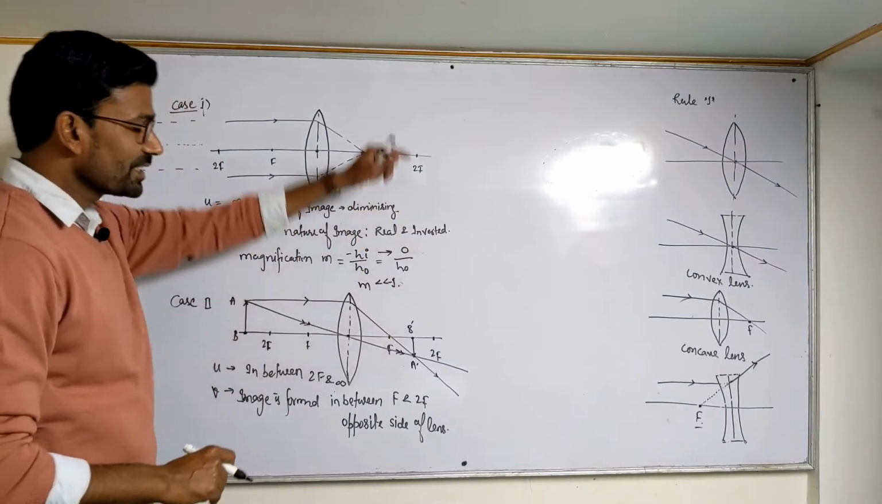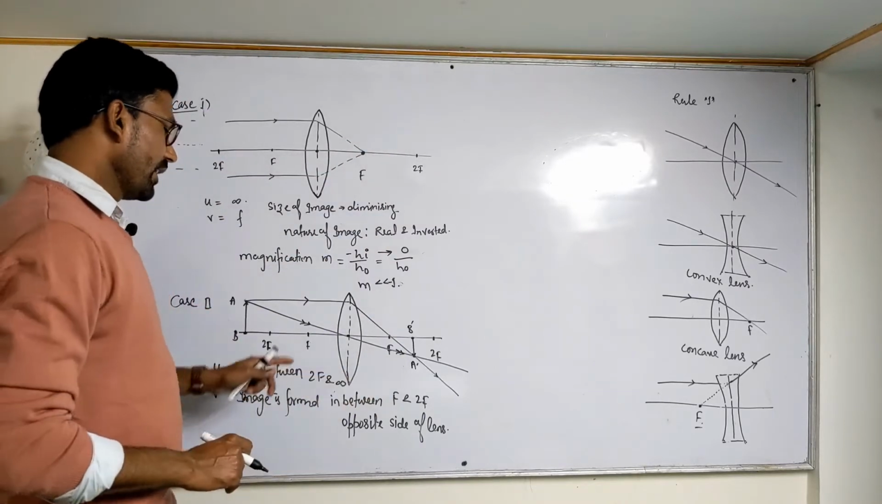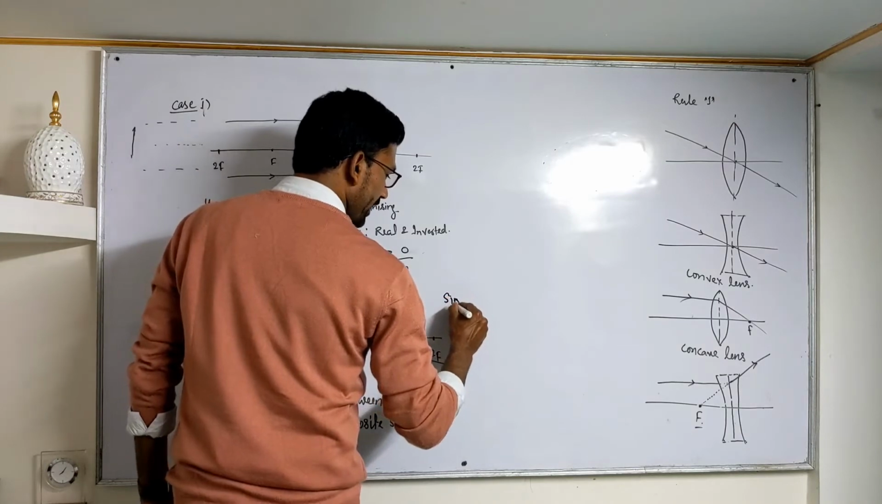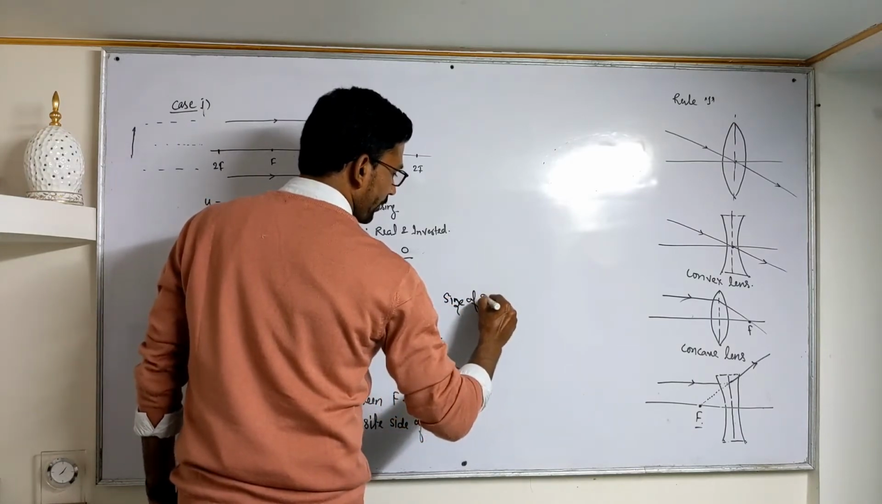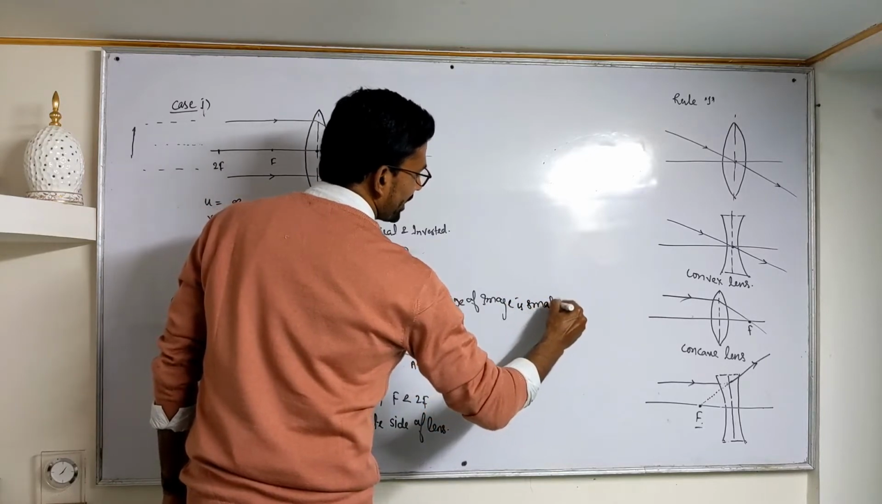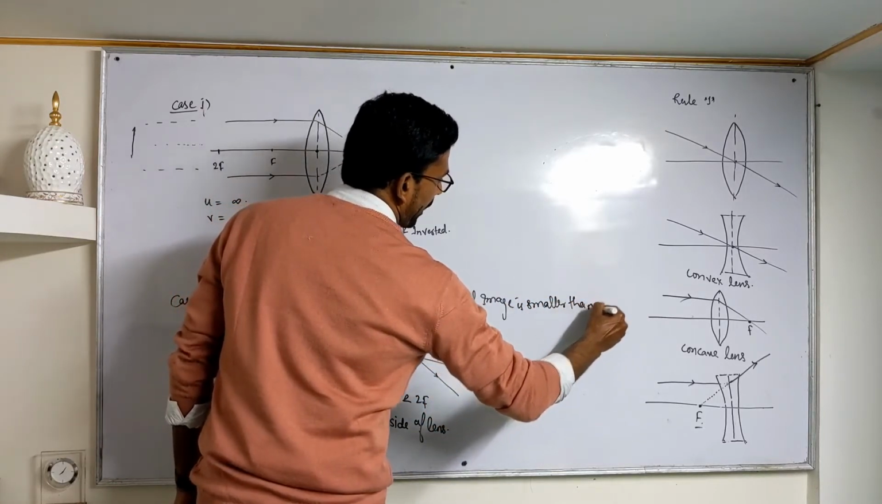So this is again a real image, inverted, and the size is small. Size of image is small, smaller than the object.